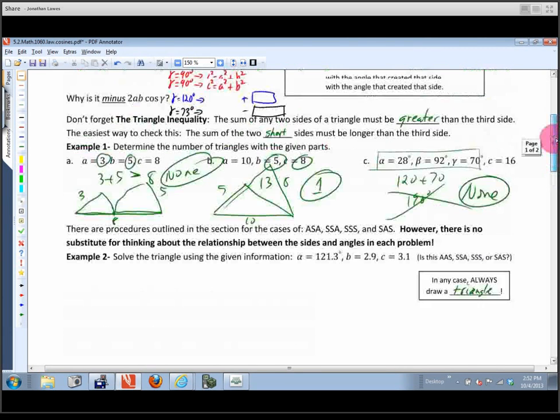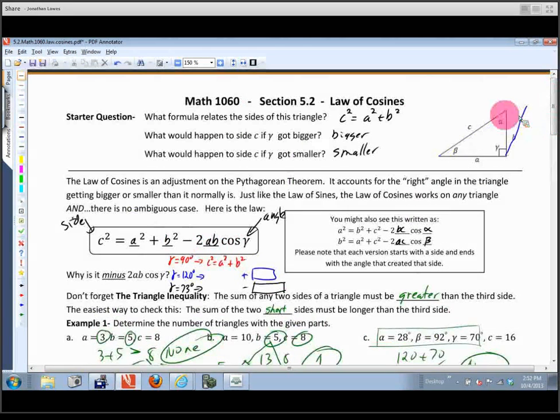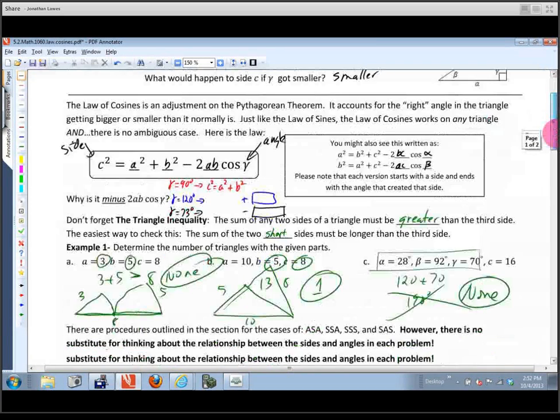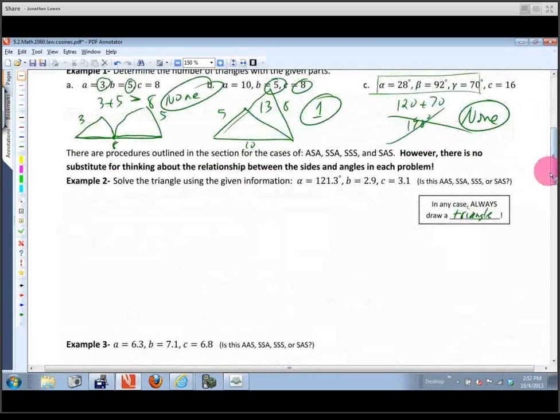Because remember, our diagram would look something like this. It may or may not be a right triangle. But if we're given side b and side c, side a would be over here. That makes alpha in between sides b and c. So keep those things in mind. What we've got here is a side, an angle, and a side. So we've got a side, and then the angle, and then the other side.